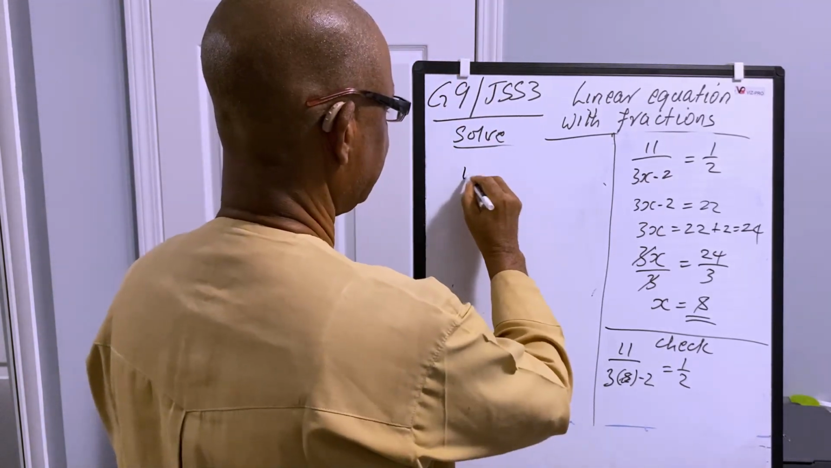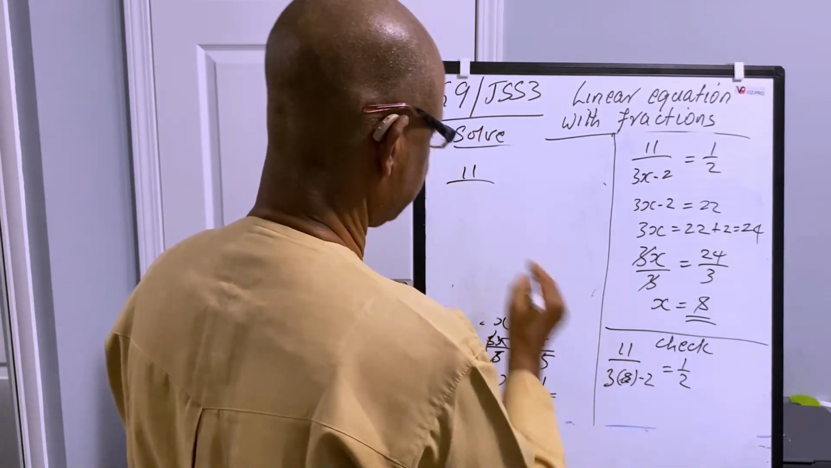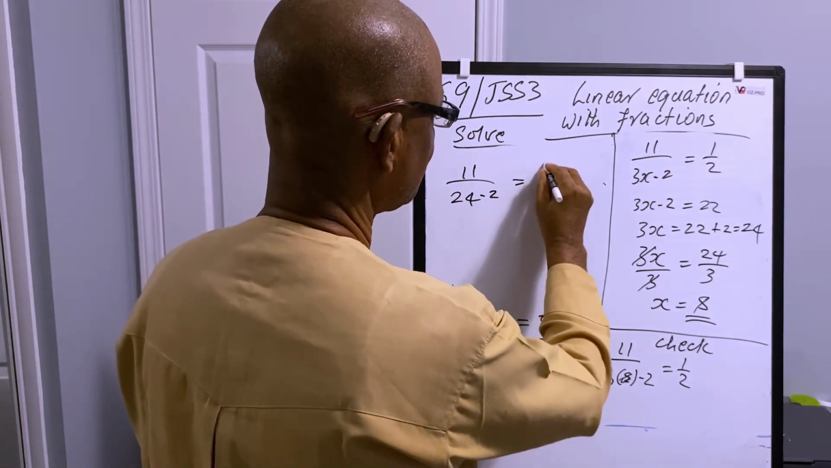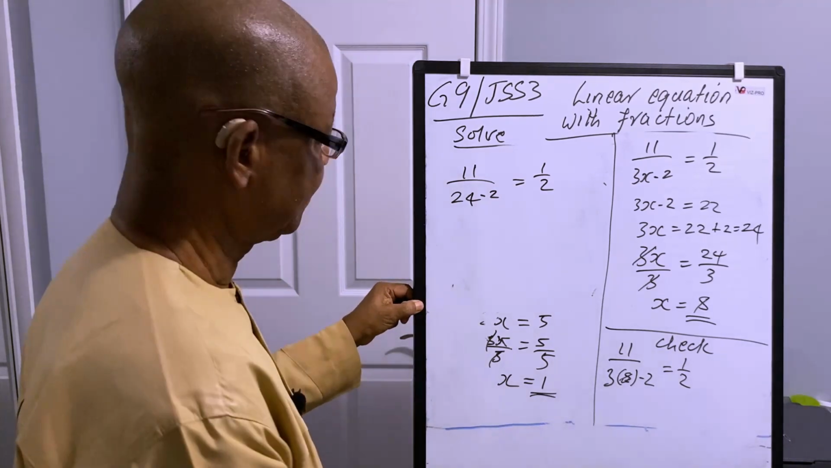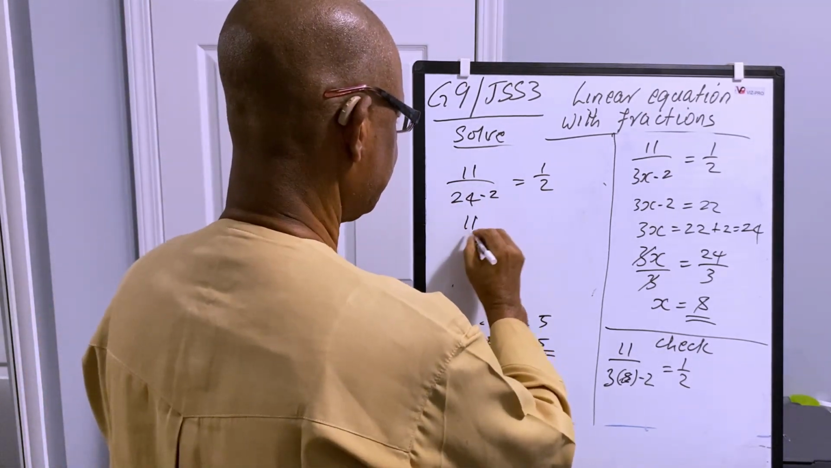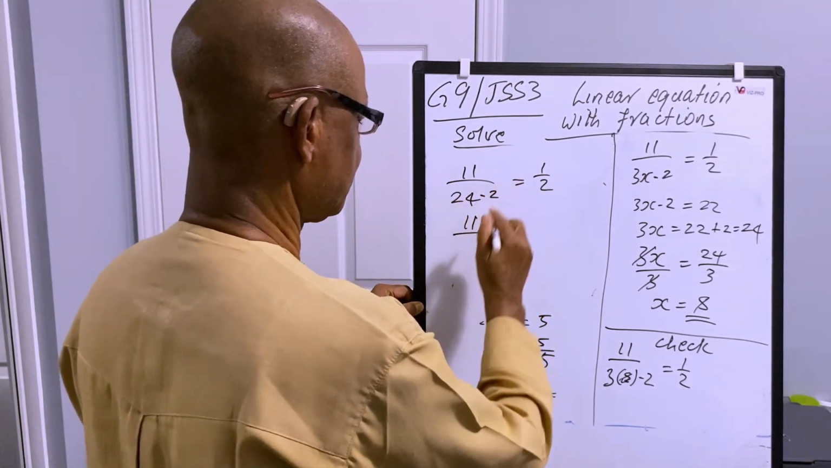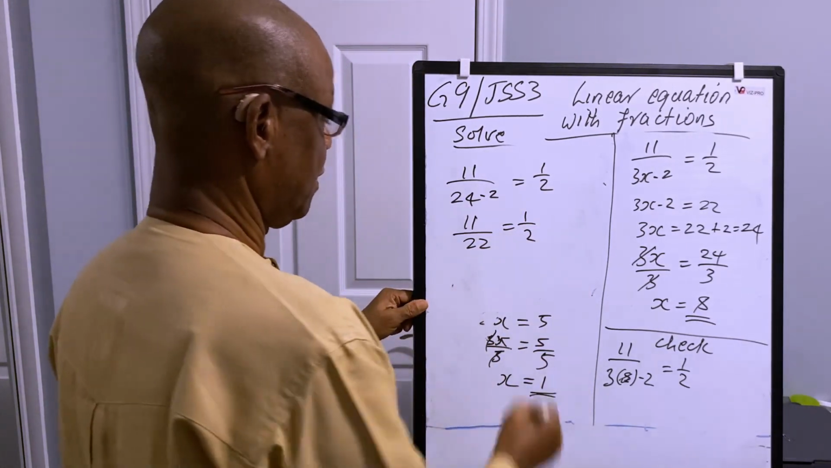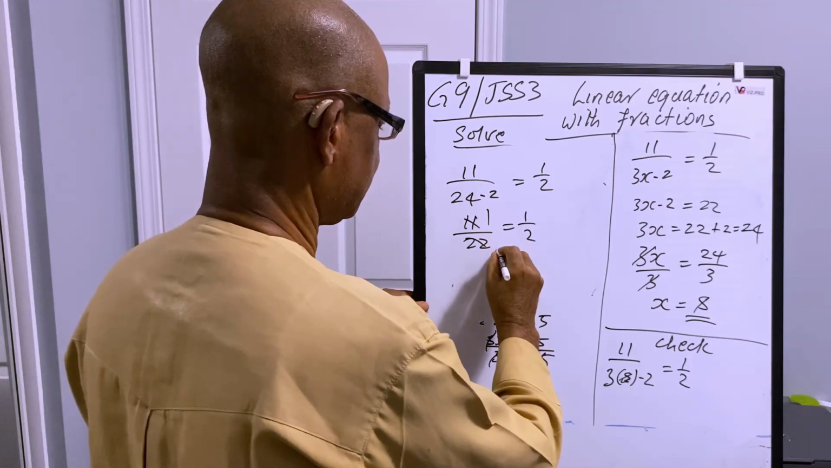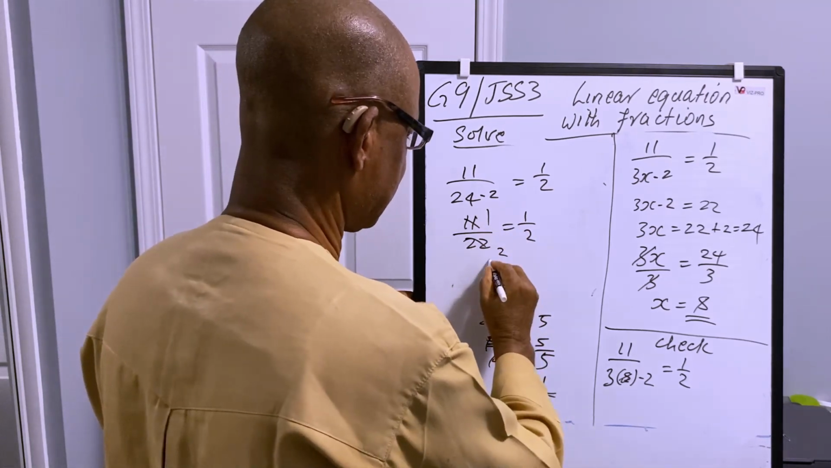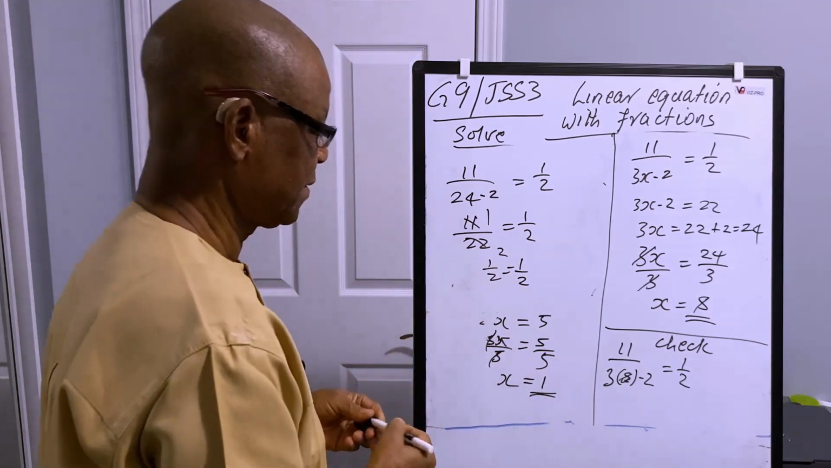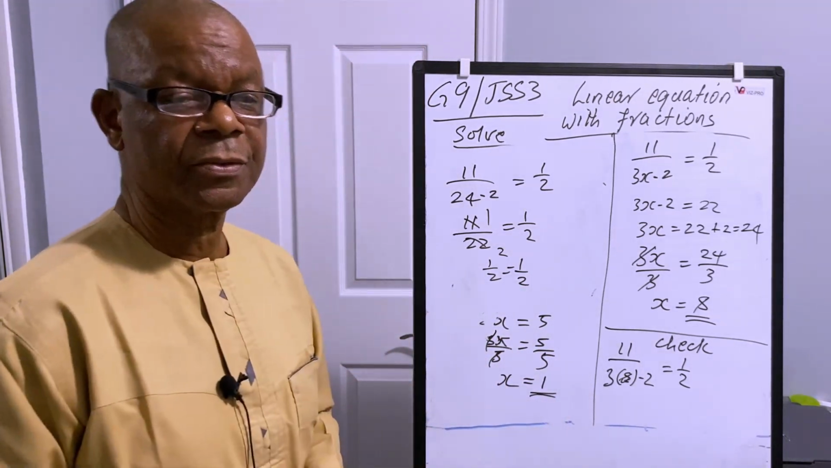So we have 11 over 3 times 8, which is 24, minus 2. Is it equal to 1 over 2? This is 11 over 22, since 24 minus 2 is 22. Is it equal to 1 over 2? Of course, 11 here is 1, 11 here is 2. So the two sides are equal, so our answer is correct. This is what you do in your rough work to check.